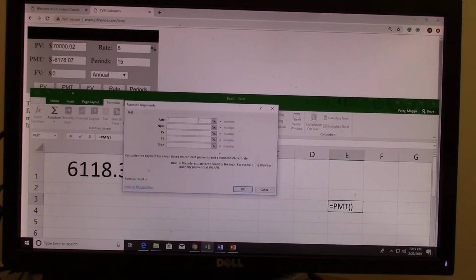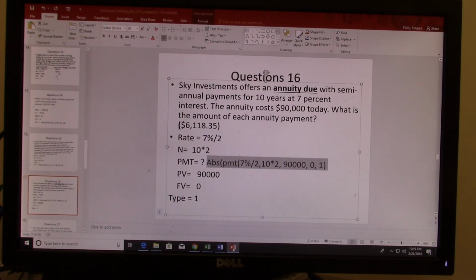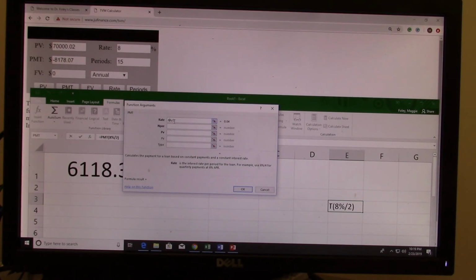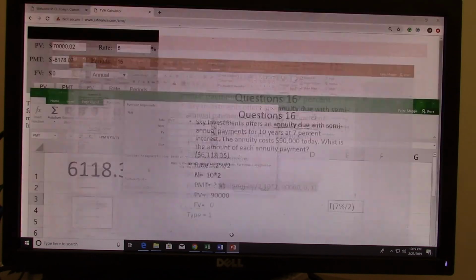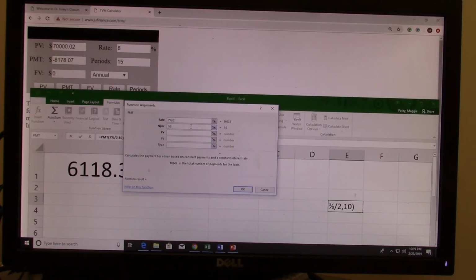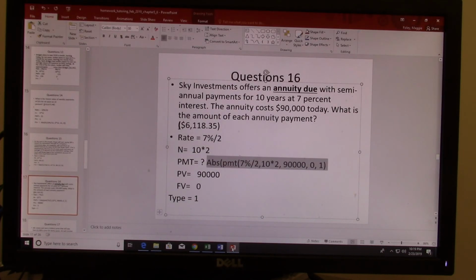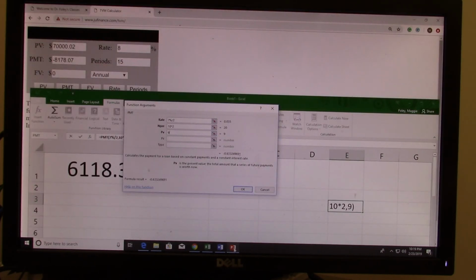Okay, so you see the rate is 7% divided by 2, right? NPER is 10 multiplied by 2. PV is 90,000. And future value is 0. And type. Now you see type.